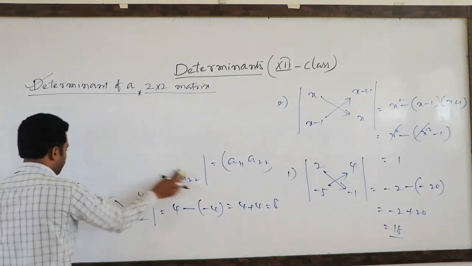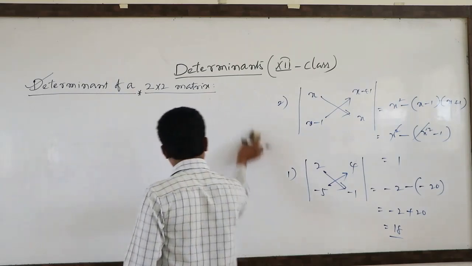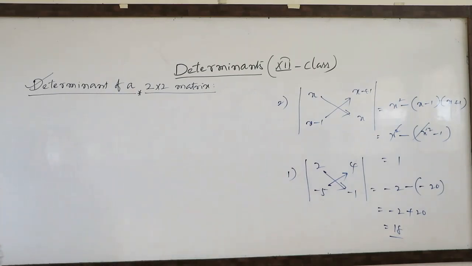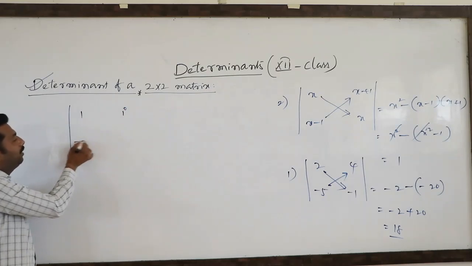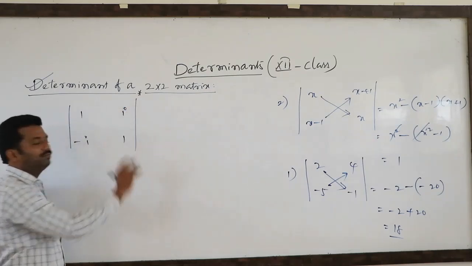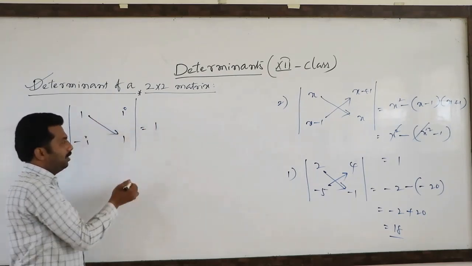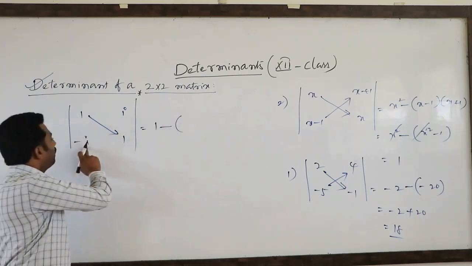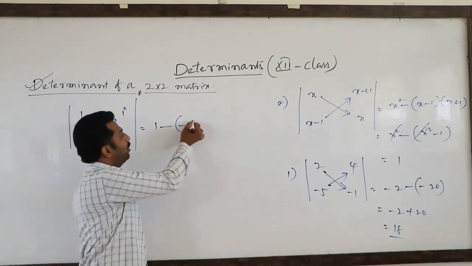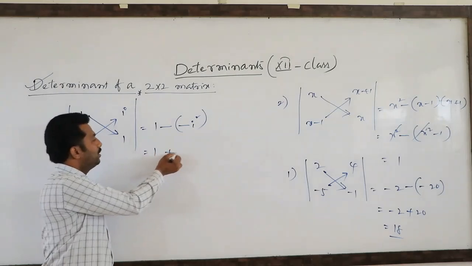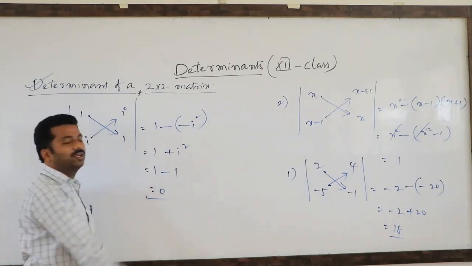So not only real numbers, if fractions are there or imaginary numbers, means complex numbers, are there, you can calculate those determinants also. One simple example: determinant of 1, i, minus i, plus 1. So what is the definition? Product of the principal diagonal elements minus product of the non-diagonal elements. Minus i into i means minus i square. Minus i square, this is 1 plus i square. i square value is minus 1. So 1 minus 1 is nothing but 0.